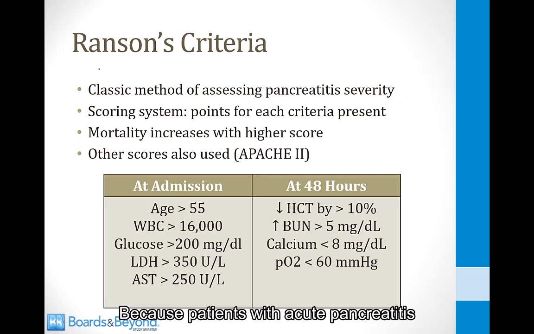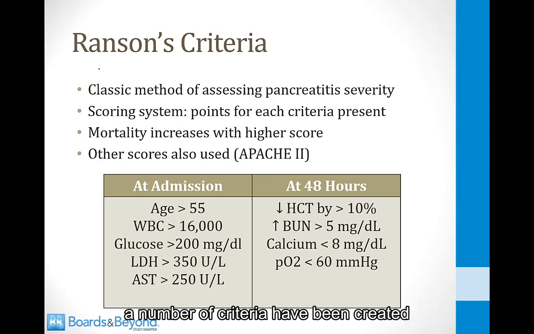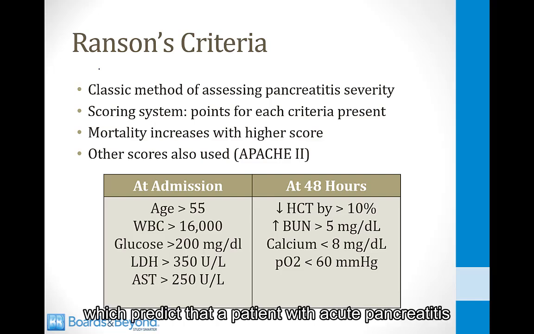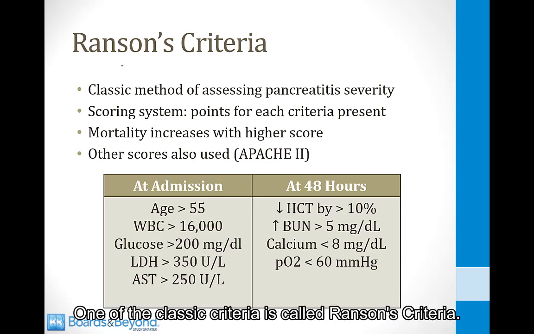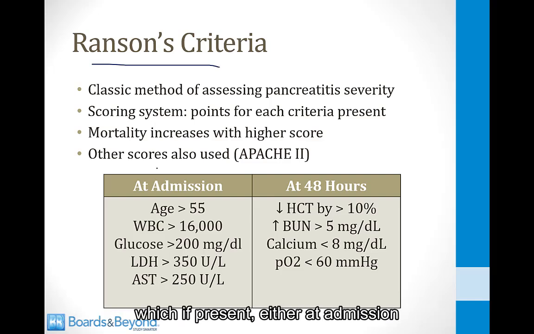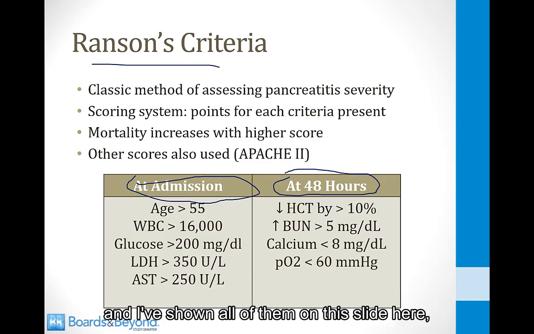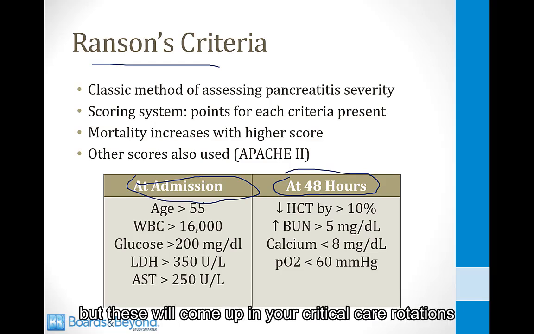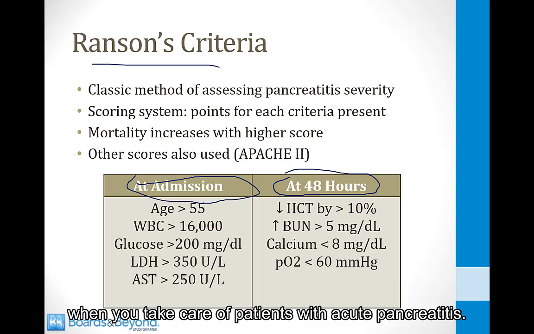Because patients with acute pancreatitis can initially look well and then rapidly deteriorate, a number of criteria have been created to try and identify features which predict that a patient with acute pancreatitis is likely to become very ill. One of the classic criteria is called Ranson's criteria. There are a number of clinical features which, if present either at admission or at 48 hours after admission, predict a worse prognosis. And I've shown all of them on this slide here. You don't need to memorize these, but these will come up in your critical care rotations in 3rd year when you take care of patients with acute pancreatitis.